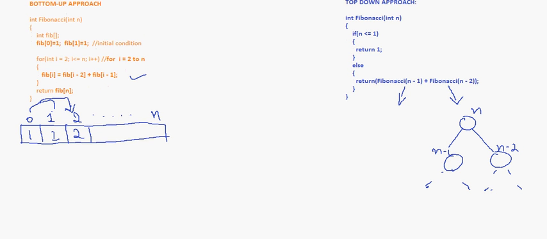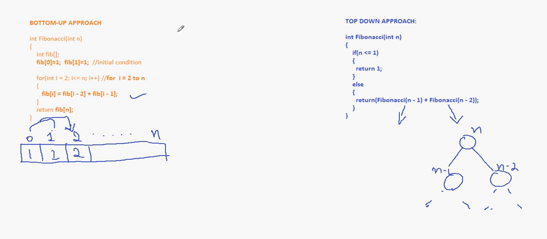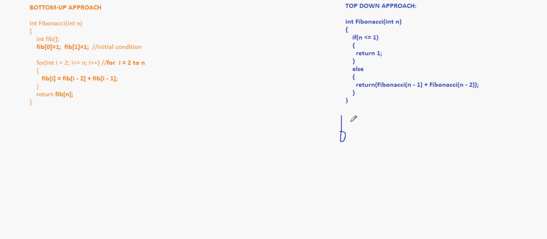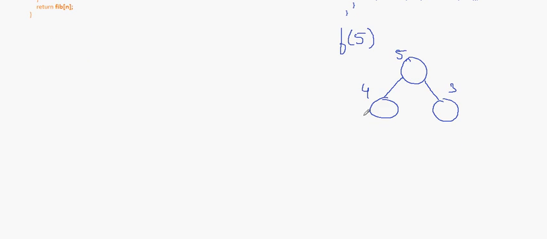I'll take an example for both the approaches. So I'll clean up this one. As an example, I'll calculate the Fibonacci of 5 using the top-down approach. So Fibonacci of 5 is nothing but Fibonacci of n minus 1, so Fibonacci of 4, plus Fibonacci of n minus 2, so 3. Initially 4 is called, so let's continue with 4. Fibonacci of 4 is nothing but Fibonacci of 3 plus Fibonacci of 2.